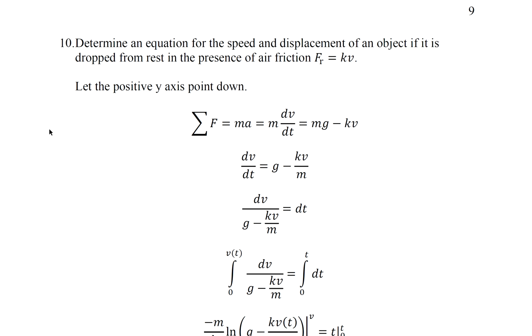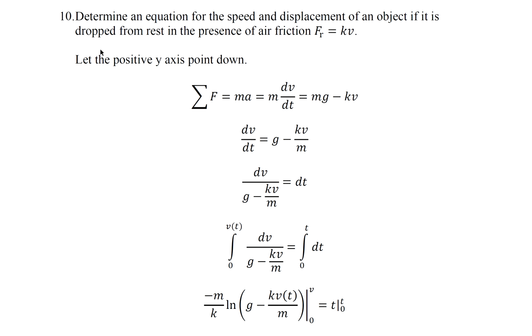Question 10. Determine an equation for the speed and displacement of an object if it is dropped from rest in the presence of air friction, where resistive force is equal to kv. So let the positive y-axis point down in this case. So we get sigma f equals ma, a is dv over dt, and sigma f is mg minus kv.